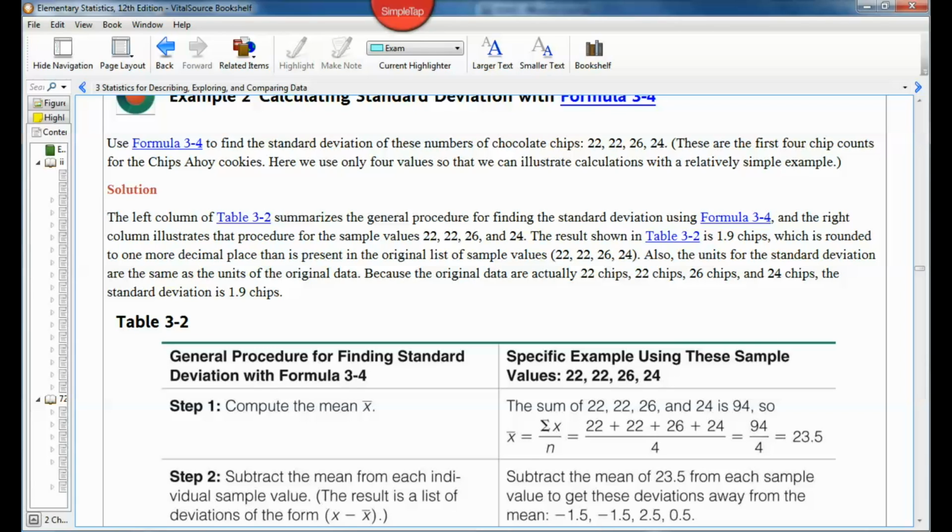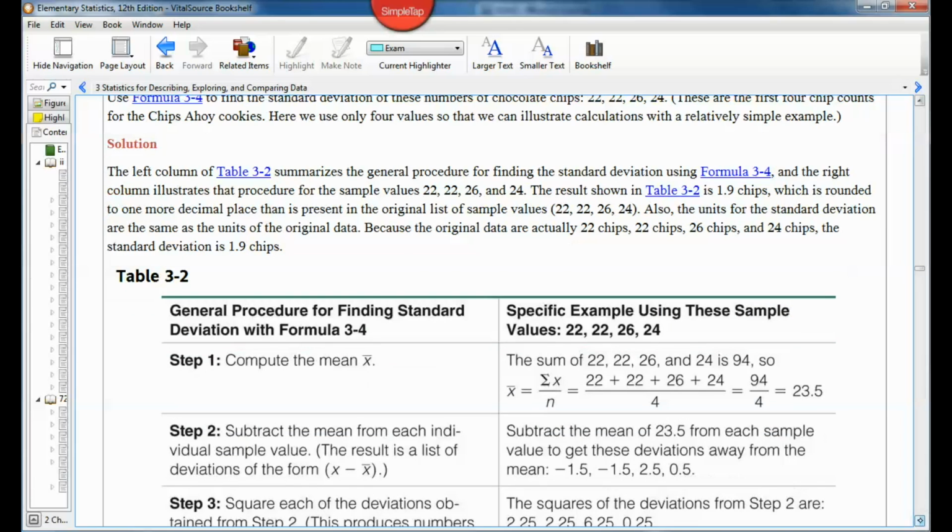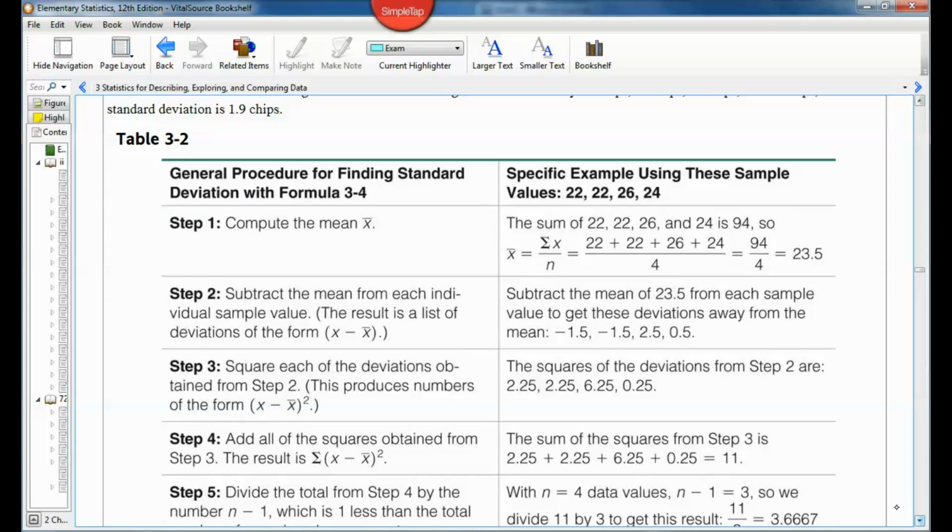Remember we had the chapter problem about the chocolate chips and the different cookies. If we had these 4 data items, 22, 22, 26, 24, we could find the sample standard deviation by using either of the formulas that we went over. Your book here is going to use the formula with x bar, with the mean. So it says the first thing you need to do is find the mean. That's what they're doing here.